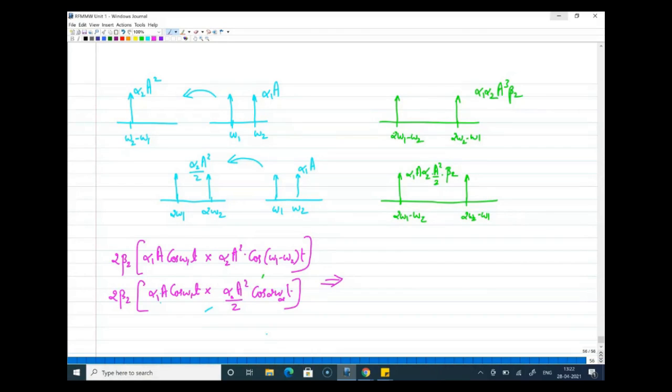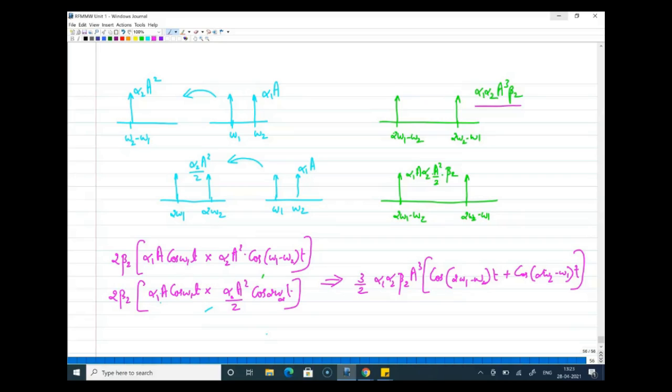So both amplitudes are same. This is alpha 1 alpha 2 a cube beta 2. This is alpha 1 alpha 2 a cube by 2 into beta 2. So if you combine these two, it is 1 plus 1 by 2, it is 3 by 2. So the term you will get will be 3 by 2 into alpha 1 alpha 2 beta 2 a cube into the other term, which is cos (2 omega 1 minus omega 2) t plus cos (2 omega 2 minus omega 1) t.